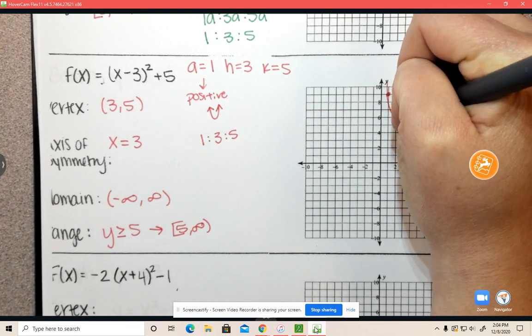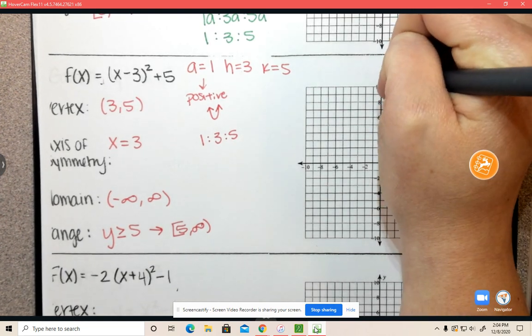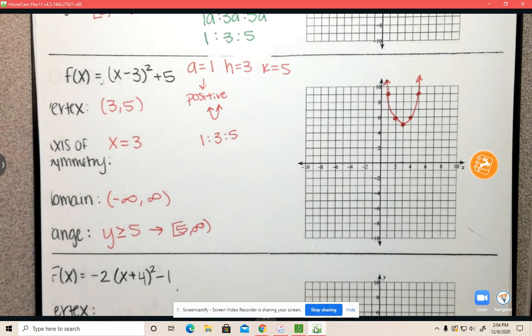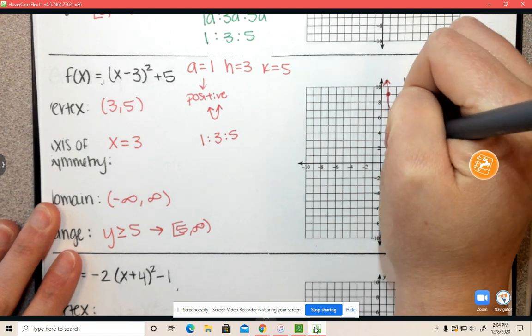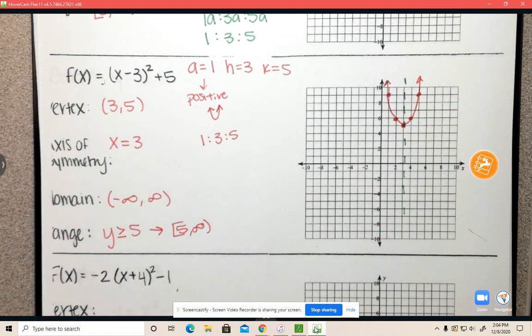And we can graph that. And there we go. Sometimes it'll ask you to graph the axis of symmetry. And so you would just make a dotted line down through the middle, through your vertex. And there you go.